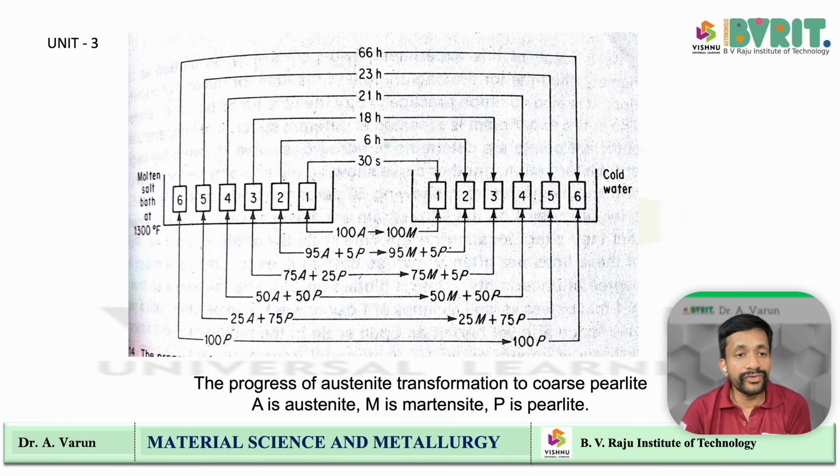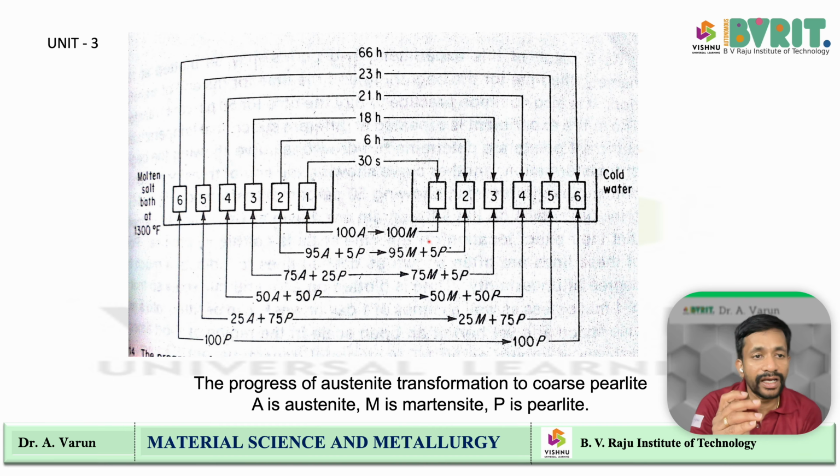But what if we have a certain delay? That means, what happens if austenite is made to transform at different time intervals? So let us take different subcritical temperatures and then understand. That means 723 we know. What about lower than that?